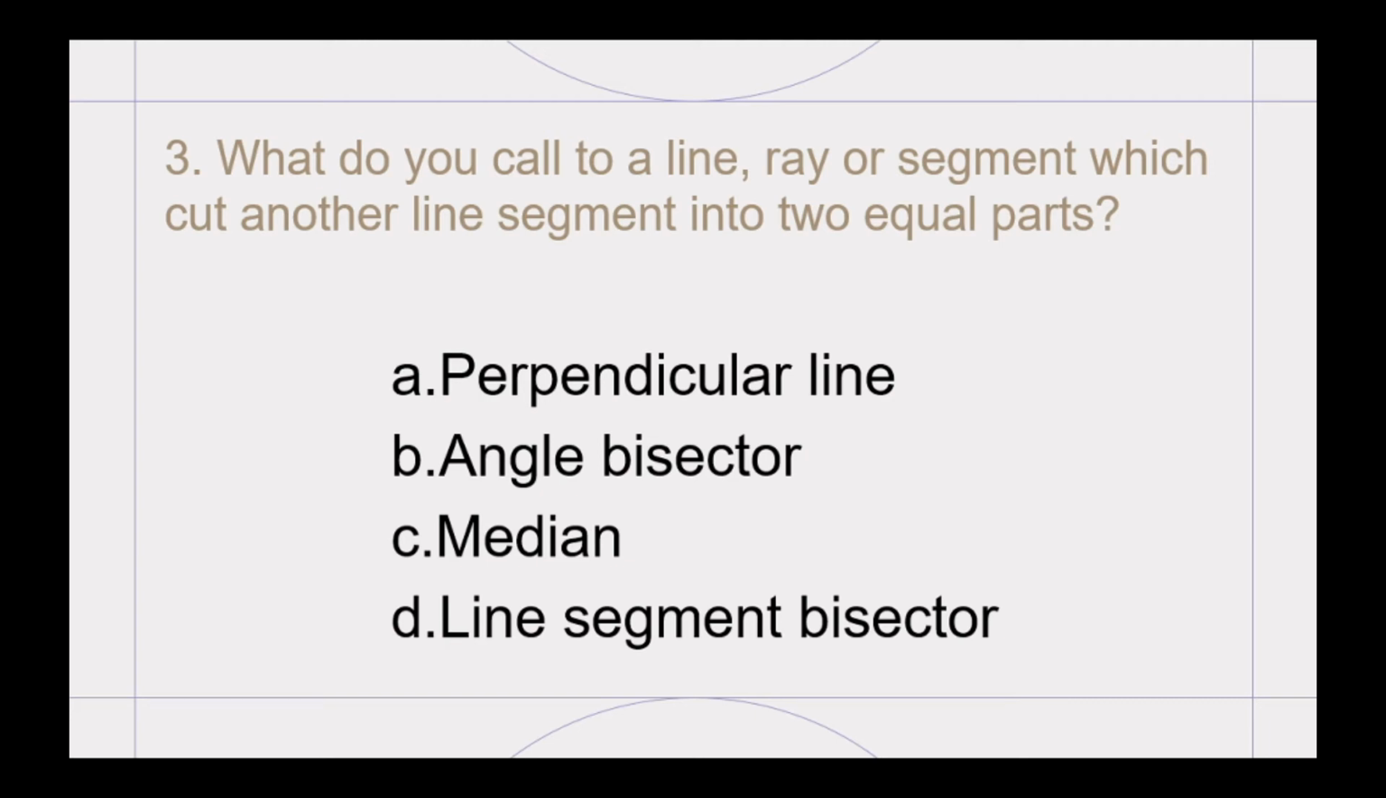Question number 3. What do you call a line, ray, or segment which cuts another line segment into two equal parts? Letter A, perpendicular line. Letter B, angle bisector. Letter C, median. Or letter D, line segment bisector.